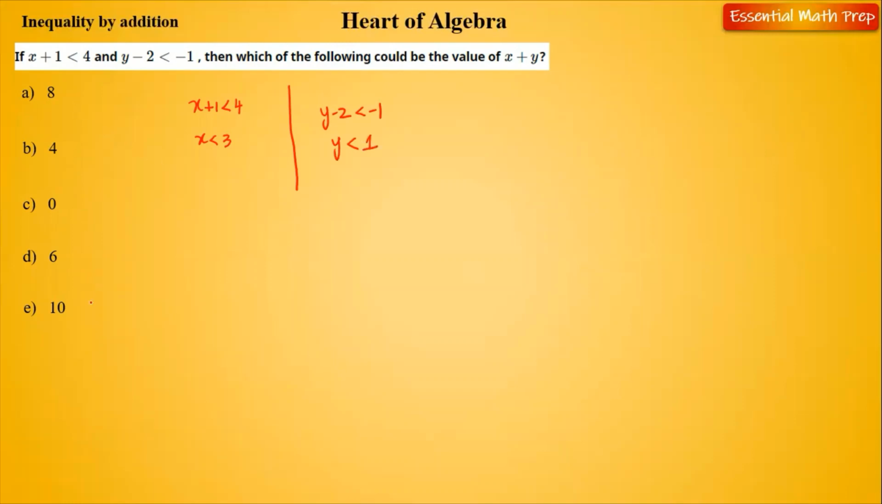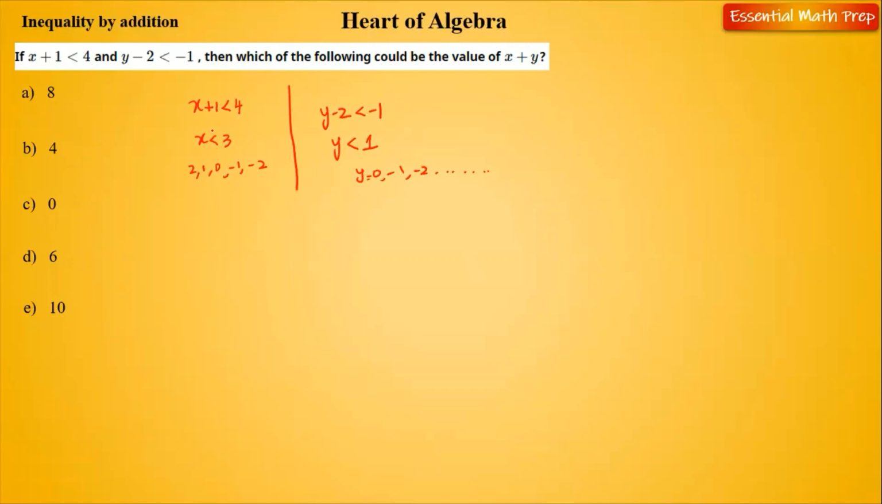Considering all our answer choices are integers, that means x can only be 2, 1, 0, negative 1, negative 2. y can be 0, negative 1, negative 2, and so on. You might ask, well, could that be a 2.99? Could it be a 1.99? No, the answer choices are all integers, so you want to keep your options integers as well.